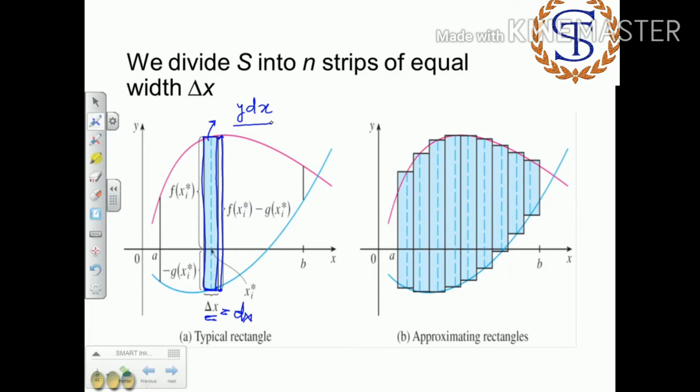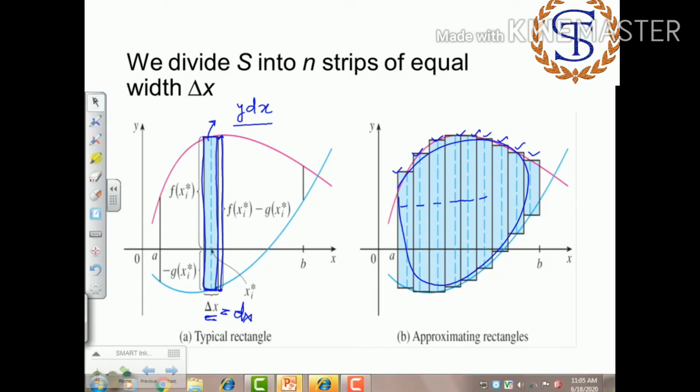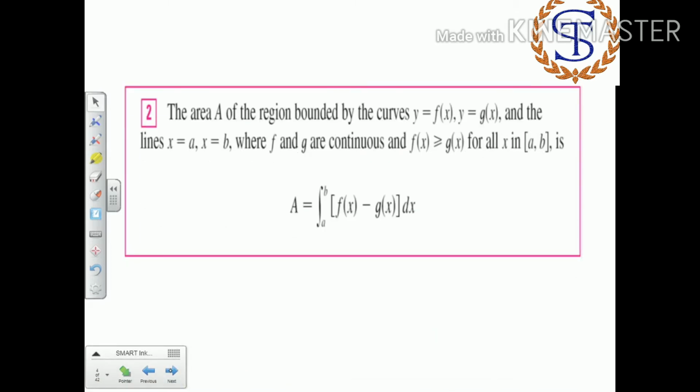Now we can divide this whole region into multiple rectangular strips. So if we are able to find the area of these rectangular strips, then we can also find the area bounded by these curves. So how can we find the area? Suppose here are the two curves, y equals f(x) and y equals g(x), and these are the two vertical lines. So how can we find the area?